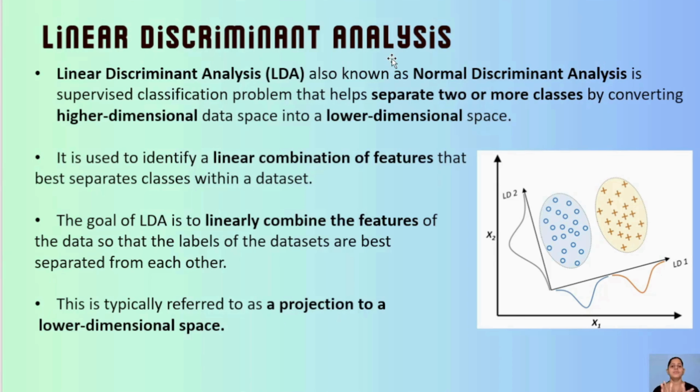It is specifically used to identify the linear combination of features. What is the difference between linear and non-linear combinations, guys? We have gone through all these concepts during our regression. When we talk about linear, the features we are considering behave linearly. That means when one feature's direction is increasing, the other feature's direction is also increasing in the same way. That means they are following a straight line relationship.